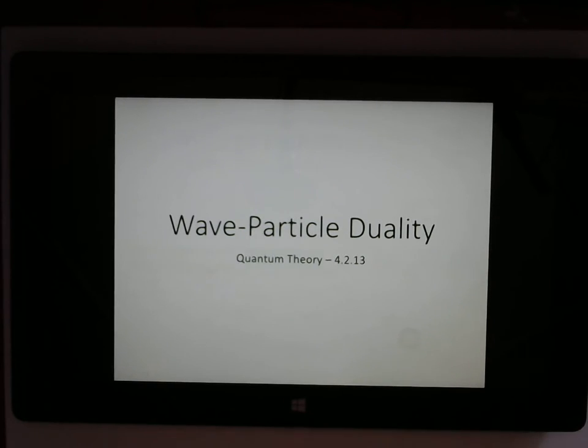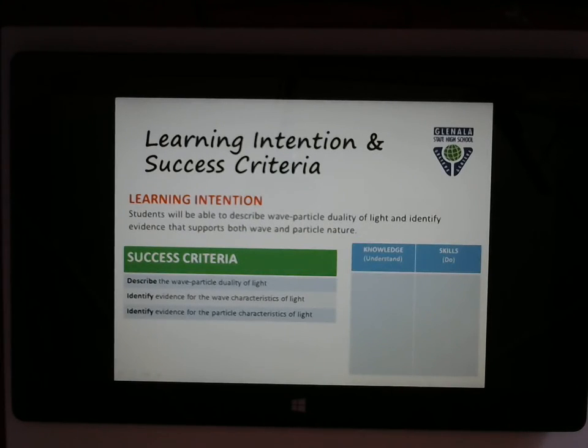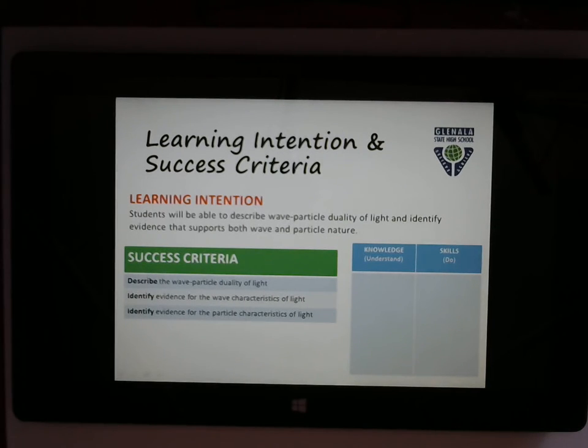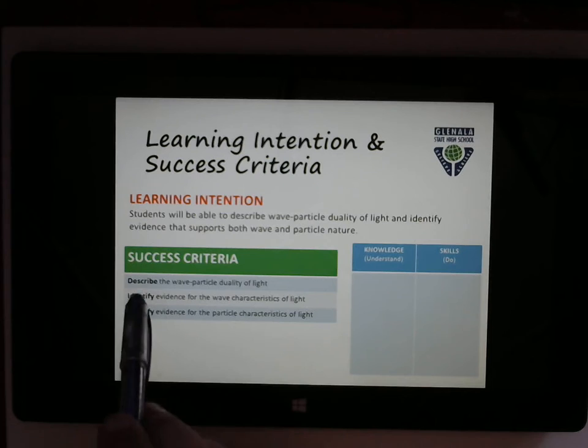Here are your learning intention and success criteria. Please have a read over and attempt to complete the KS table down the bottom right. Okay, so looking here we can see that we're after you being able to describe this thing called wave-particle duality and identify evidence. That's the direct descriptor out of the syllabus, so we need to be able to do those two things, and I've just broken that up into success criteria there for you.